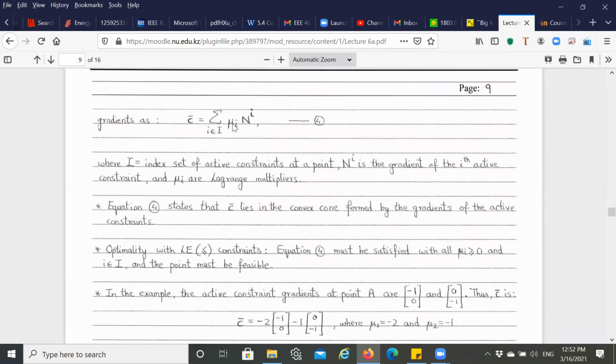It can be expressed in the form of a summation of mu i's times ni, where this capital I over here is a set of active constraints. What do you mean by active constraints?